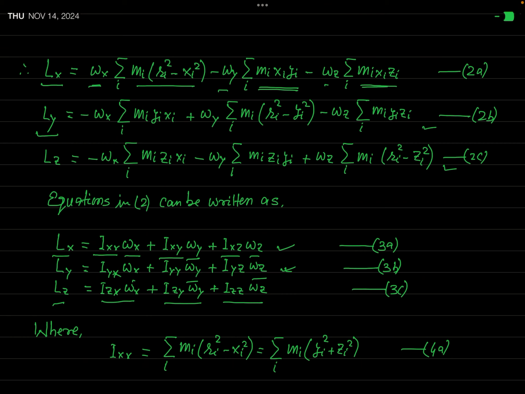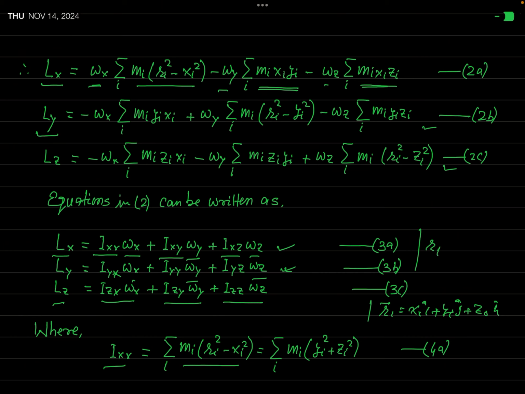As I have told you earlier, this Ixx has been written in place of the summation over i of mi times (ri square minus xi square). And since vector ri is equal to xi i plus yi j plus zi k, you know it, okay? Can you say what will be the modulus of this vector ri? That will be simply the square root of xi square plus yi square plus zi square.